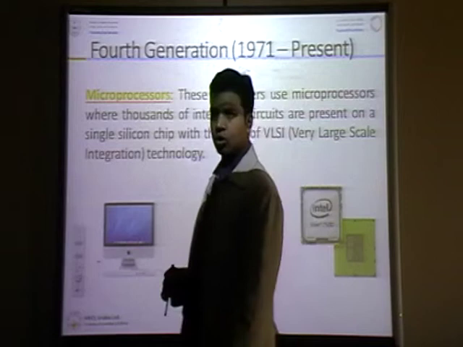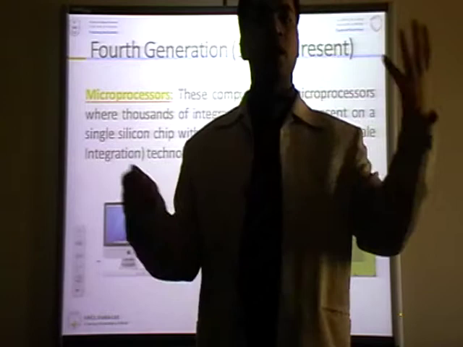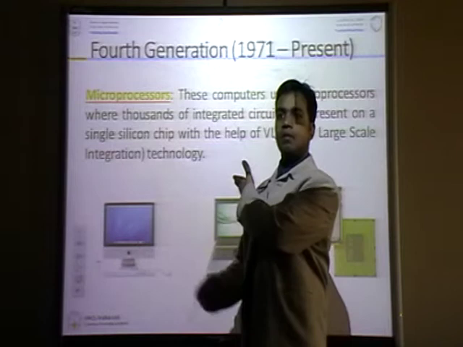First generation computer uses what? Tell me. Vacuum tubes. One computer very big. Vacuum tube. Second generation? Transistor. Third generation? IC. Fourth? Microprocessor. Very good.